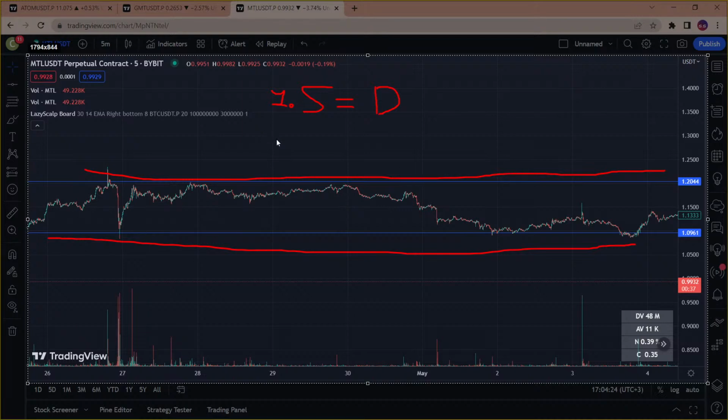I think it's clear. Or lack of interest, or lack of participants, the effect is the same. Another reason for consolidation is the manipulation of a huge player. Huge player manipulation.